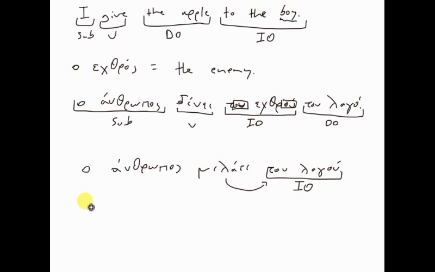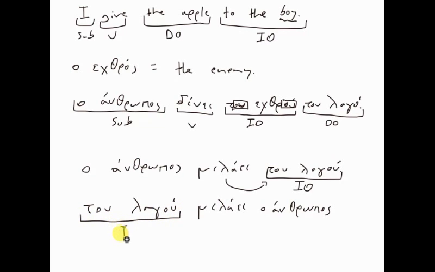And you can switch these around. You can say tu lagou milai o anthropos. And when you put tu lagou in front, it just emphasizes tu lagou. And I know this word order is beyond the scope of just understanding case, but just so that you understand that case enables you to move words around without losing the meaning of what you're trying to say, because the sense units are still intact regardless of the position.